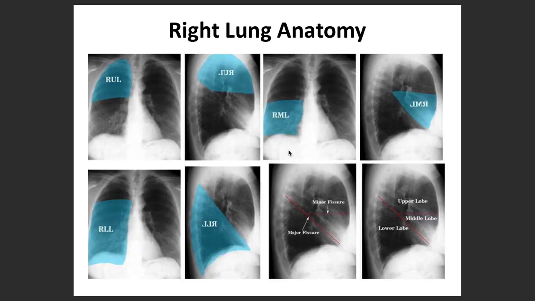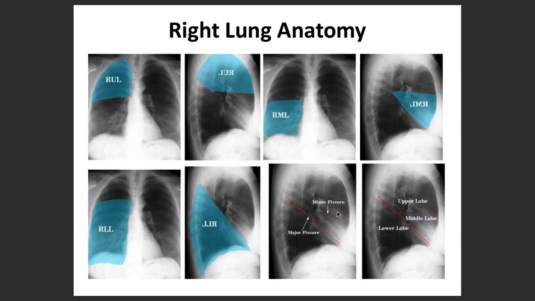So now the lung anatomy. For example, the right lung: right upper lobe, right middle lobe, okay, and then comes the right lower lobe. There seems to be slight overlap, so you should be careful. And these are the fissures, the minor fissure and the major fissure.